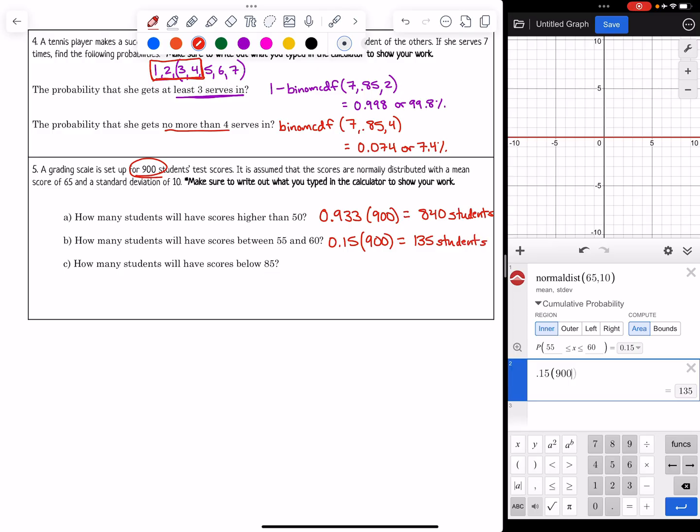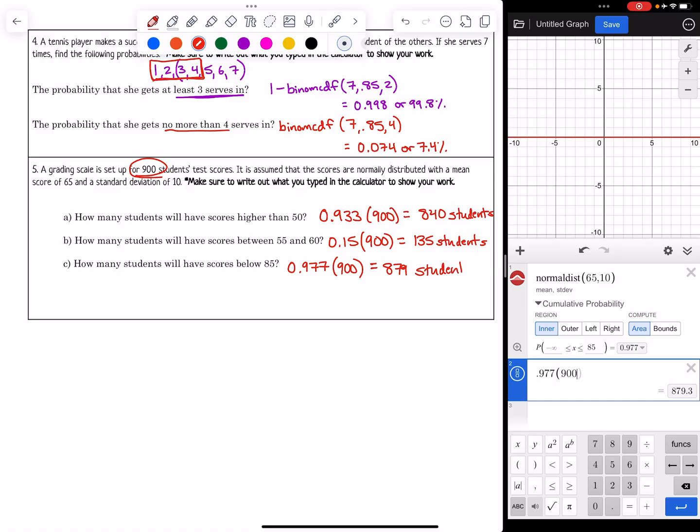And for the last part, how many students will have scores below 85? So below 85 means 85 would be your upper limit, and that would be 0.977. And again, they want the number of students. So just multiply that by the 900 to get the number of students. So I will say that's about 879 students.